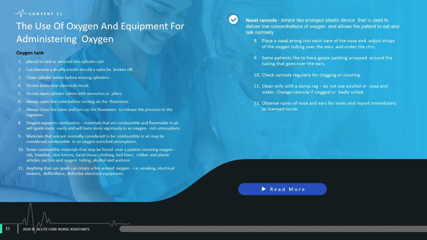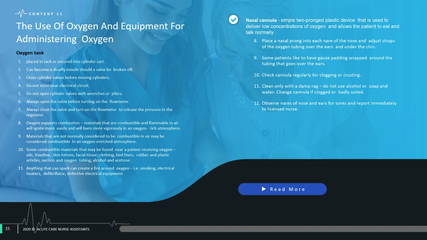Always open the valve before turning on the flow meter. Always close the valve and then turn off the flow meter to release the pressure in the regulator. Oxygen supports combustion. Materials that are combustible and flammable in the air will ignite more easily and will burn more vigorously in an oxygen-rich atmosphere.